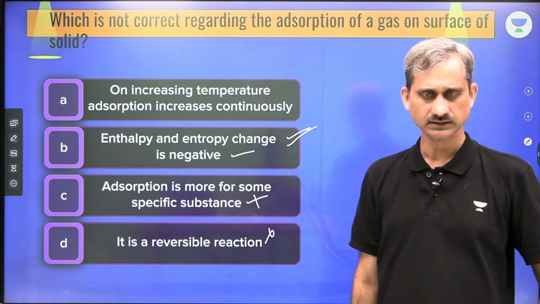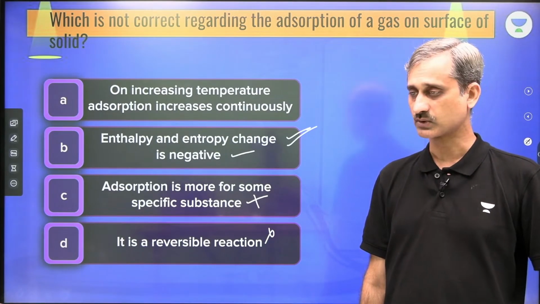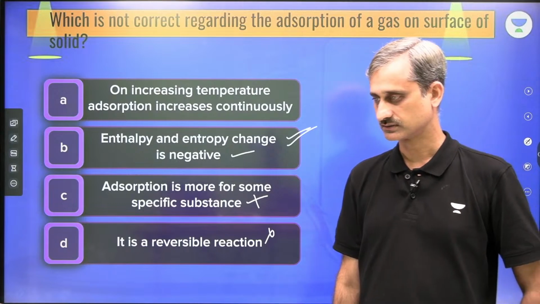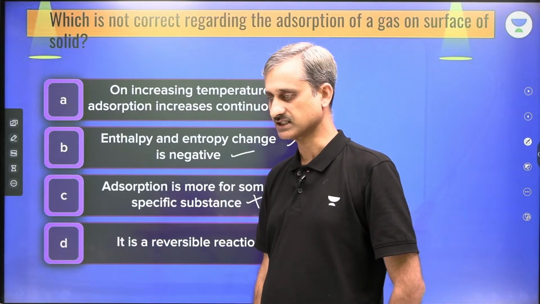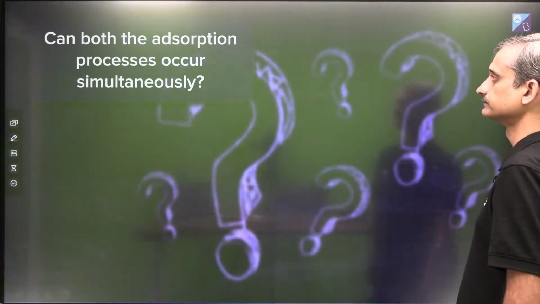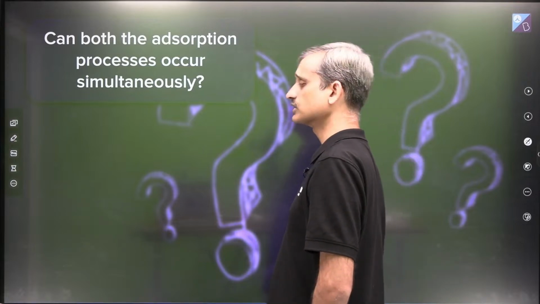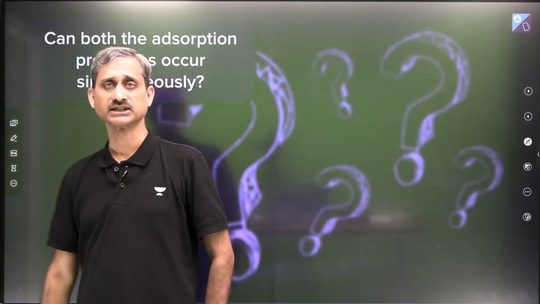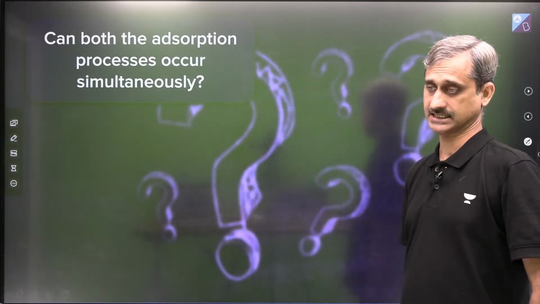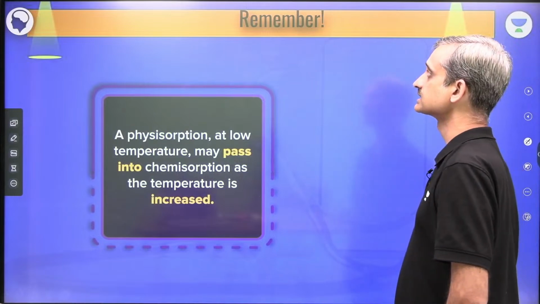Why is the option not visible? Okay, I was standing in front of the option. Now I am not. B maybe, B is there. So that's what we have as the option. Can both adsorption processes occur simultaneously? Here we are talking about chemisorption and physisorption taking place simultaneously. The answer to this question is yes. The physical and chemical adsorption can take place simultaneously.